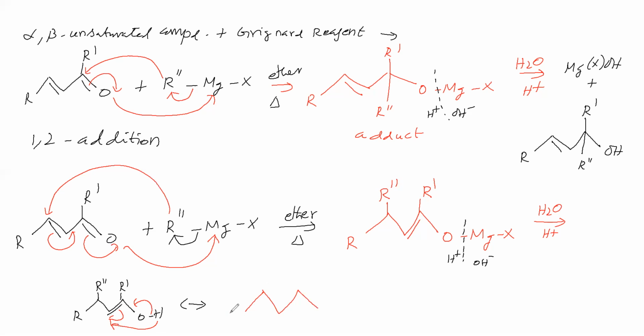Now, here the R group will be there. In this place, R2 dash will be there. In this place, R dash will be there. This double bond becomes a single bond. Here a single bond becomes a double bond. Here O will be there, H will not be there. H has gone to this place. So this is the product we are getting.